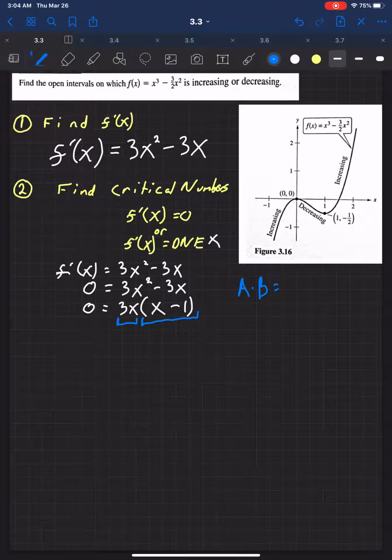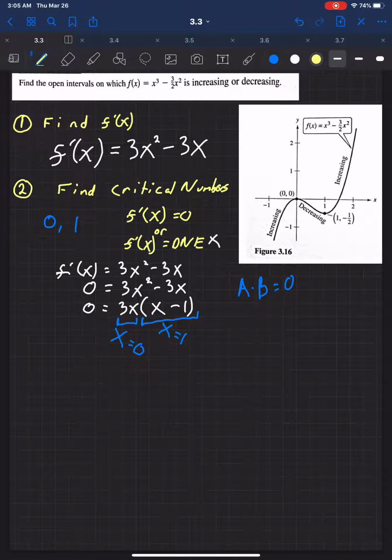If a times b equals 0, if a equals 0, then the product automatically equals 0. So how would you make 3x equal 0? Well, there is only one way to make 3x equal 0, and that's if you chose 0 for x. How would you make x minus 1 equal 0? Well, there is only one way, and that's if you were to choose 1 for x. So do you agree with me that we have found our critical numbers? Our critical numbers are 0 and 1.